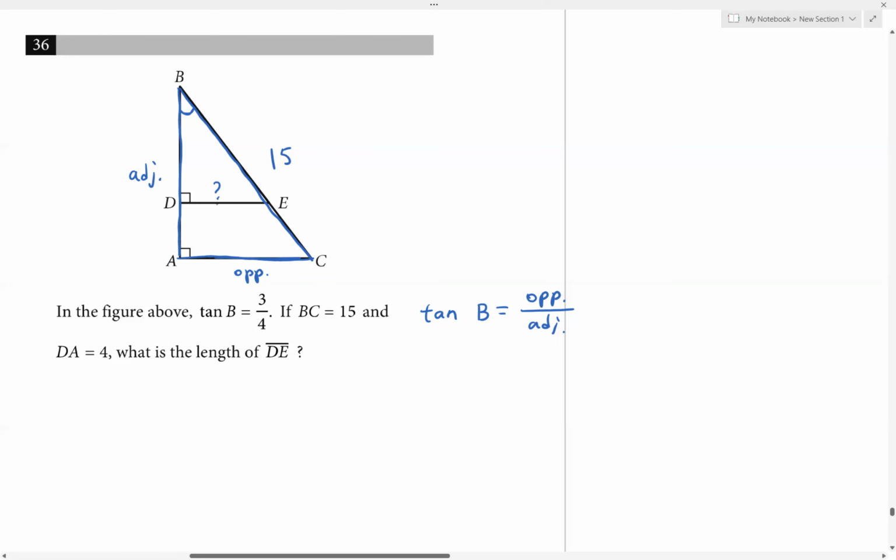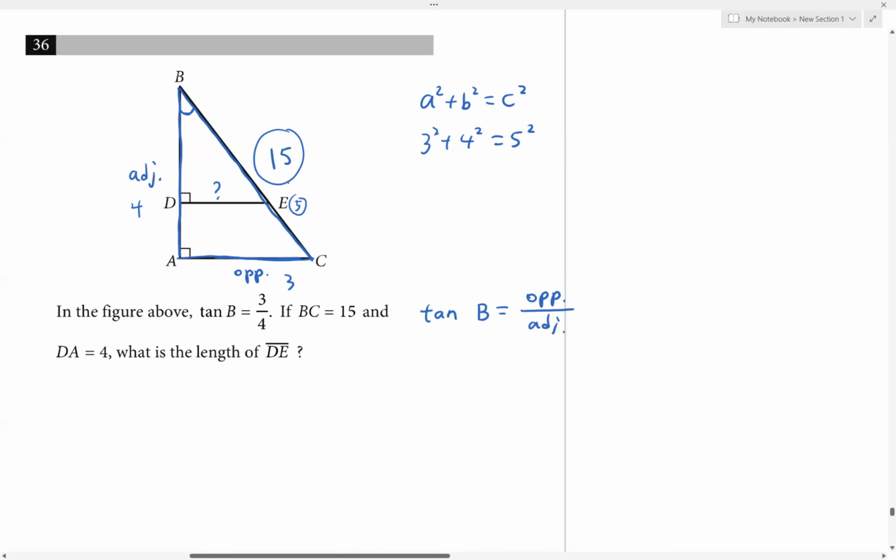We know it's not going to equal 3 and 4, because if this is 3 and 4, then the third side, the hypotenuse, should be 5, because that's a Pythagorean triple. We have a right triangle, a squared plus b squared equals c squared. 3 squared plus 4 squared equals 5 squared, so it's a 3, 4, 5 right triangle. But in reality, BC is actually 15, not 5.